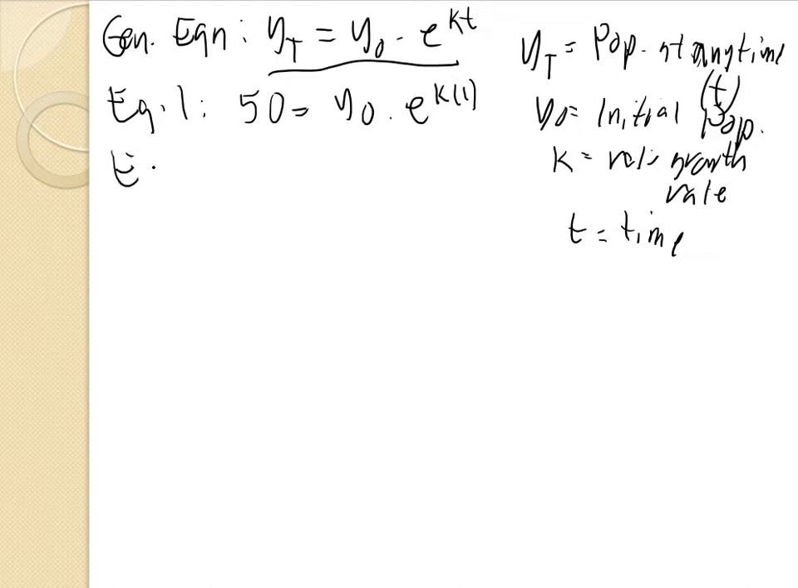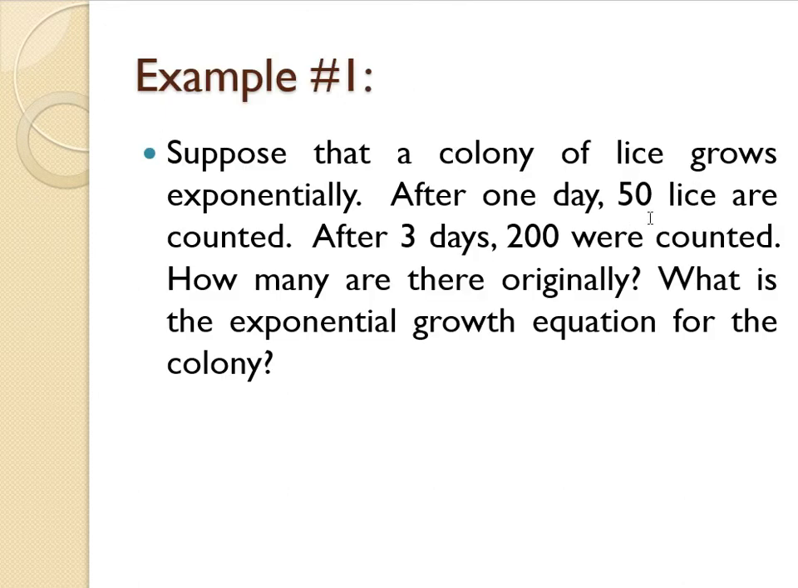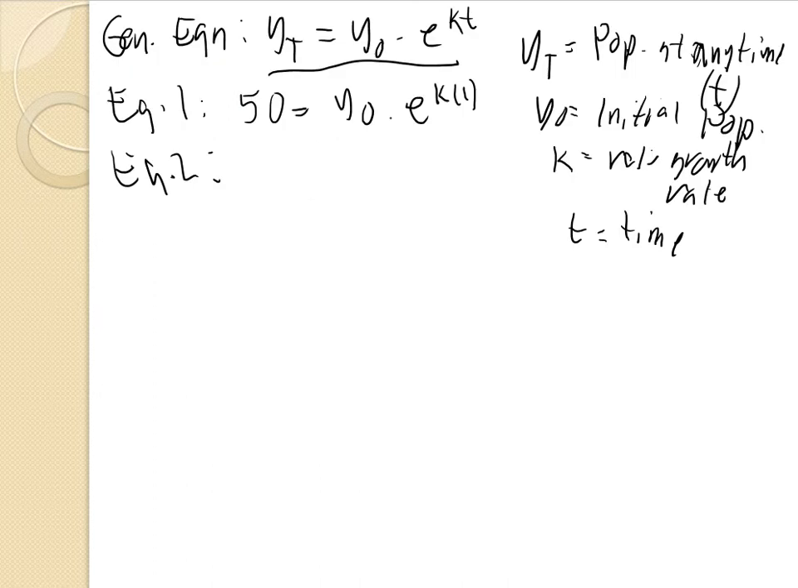For equation number 2, tingnan uli natin yung ating problem. After 3 days, 200 were counted. So yung equation number 2 natin is 200. Yung y sub t, yung left side is 200, and then y sub 0 times e raised to 3k, kasi after 3 days daw, kaya yung t niya is 3. So now we have equation 1 and equation 2.